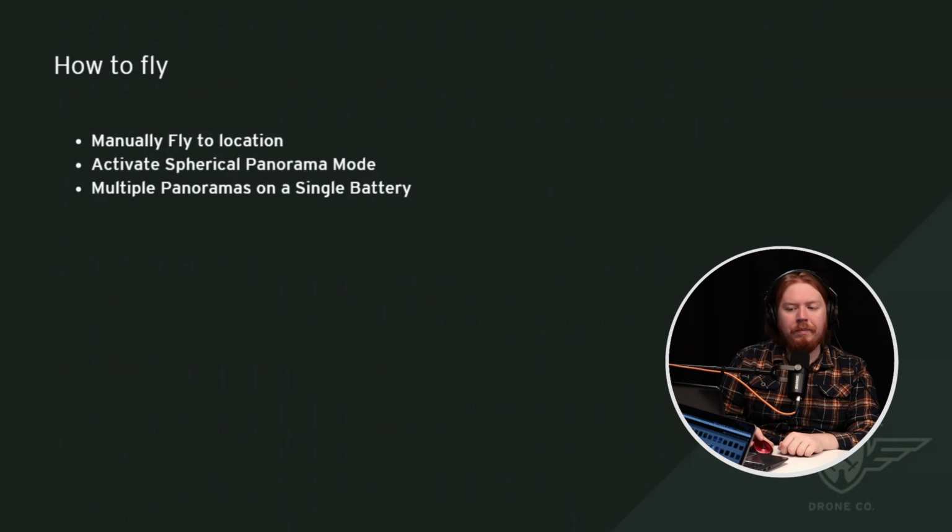And then how to fly. Manually fly to location, activate the spherical panorama mode, and you are able to shoot multiple panoramas on a single battery, and this is good because remember, consistency is key. If you're shooting them all in quick succession, it means that each panorama is going to be consistent across each altitude. Yeah, I'm pretty sure all of this was shot on a single battery and I had lots to spare. Right, it's 40, give or take 40 minutes.